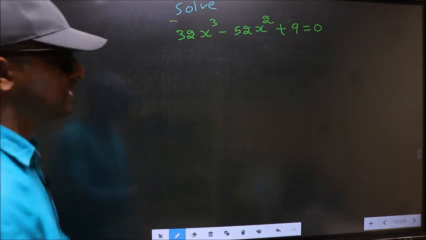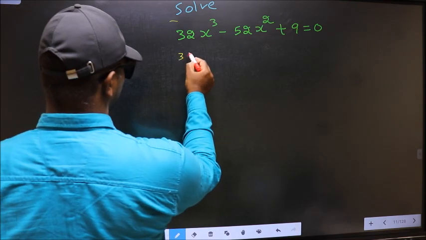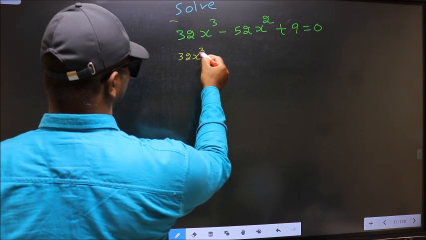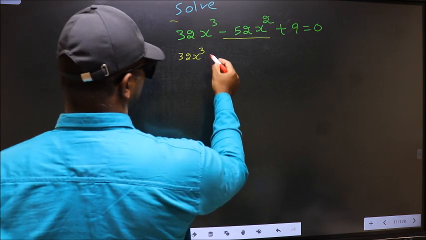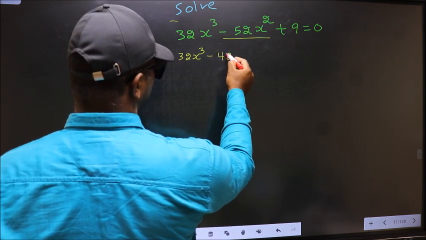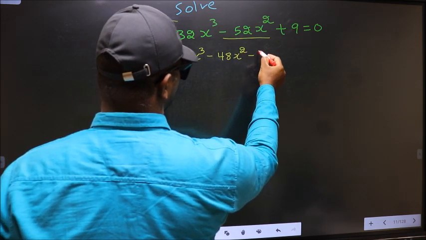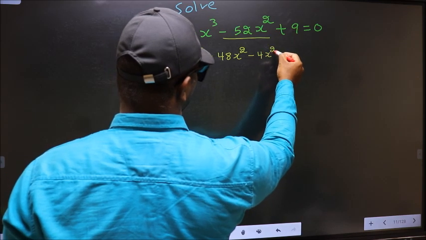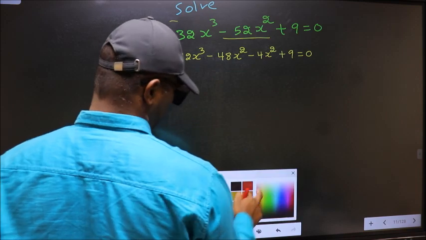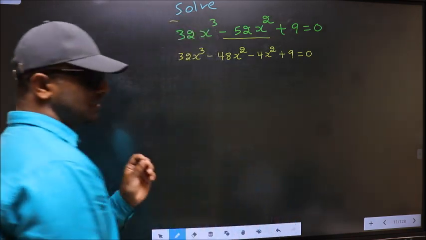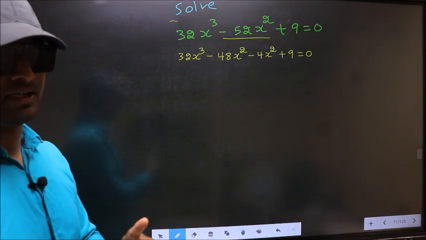What I mean is, see, 32x cube in place of minus 52x square. Now we should write minus 48x square minus 4x square plus 9 equal to 0. This is your step 1.